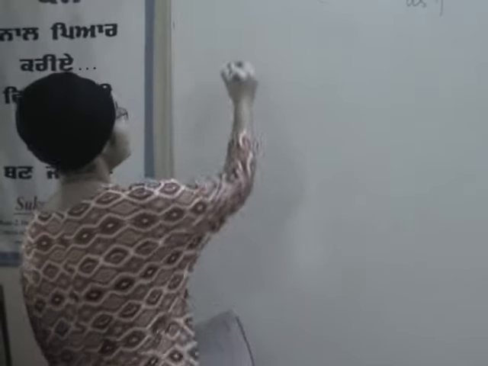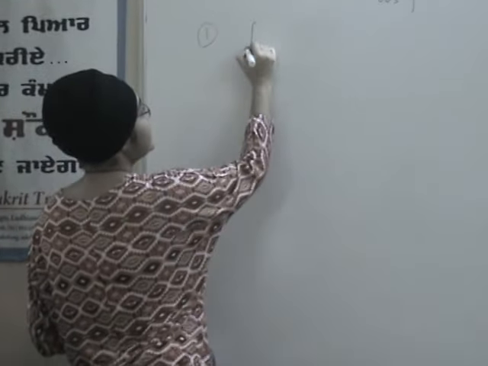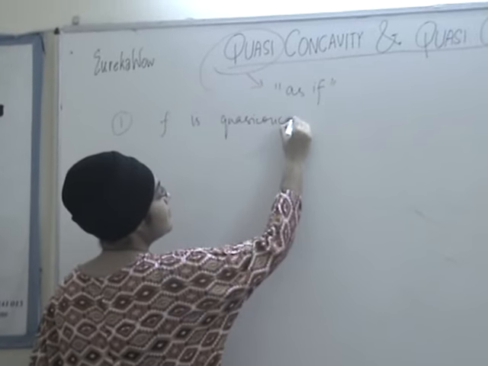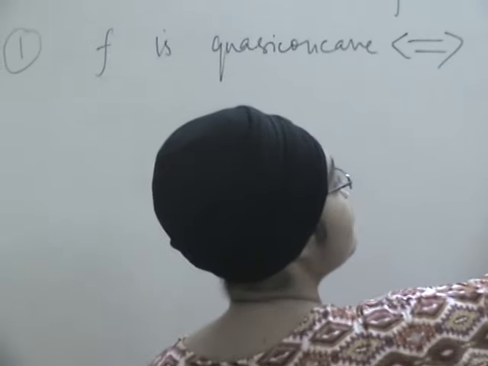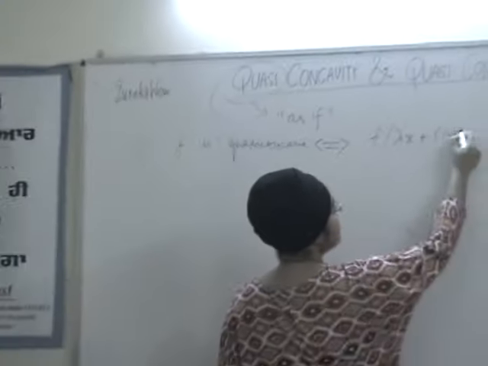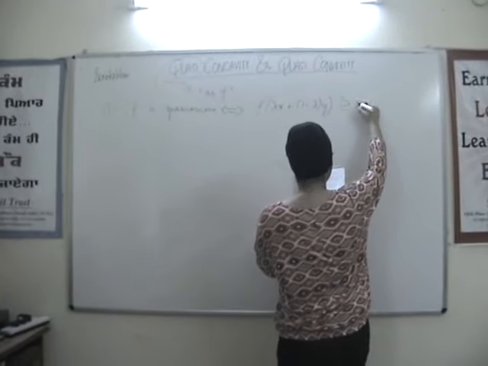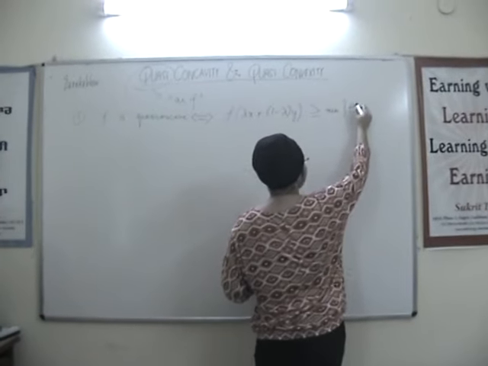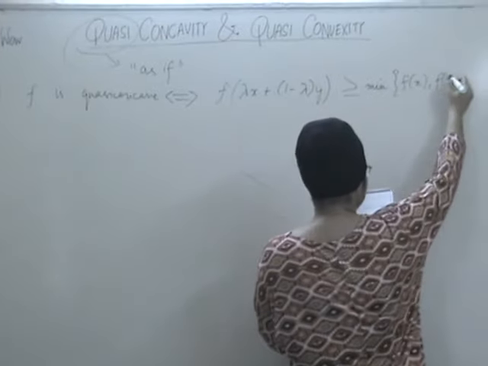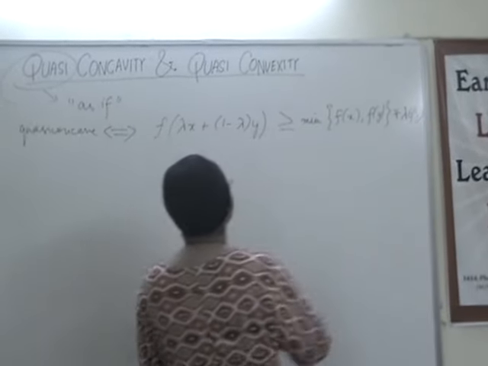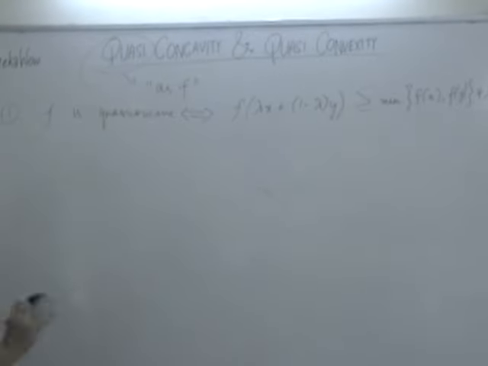Now, there are two ways we can define this. The first way is this. We say a function f is quasi-concave if and only if f of lambda x plus 1 minus lambda y is greater than or equal to min of f of x, f of y, for all lambda lying between 0 and 1. Okay. So, what does this mean?